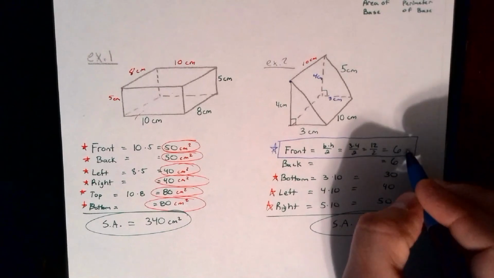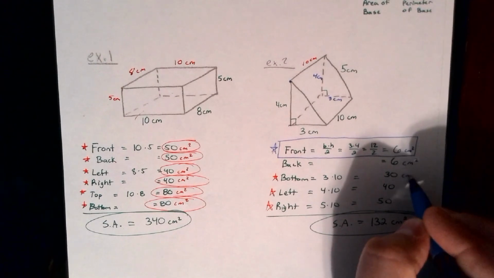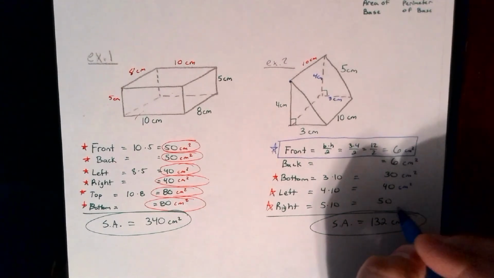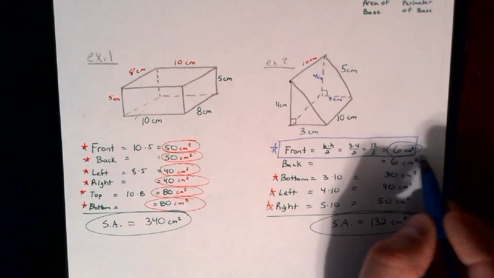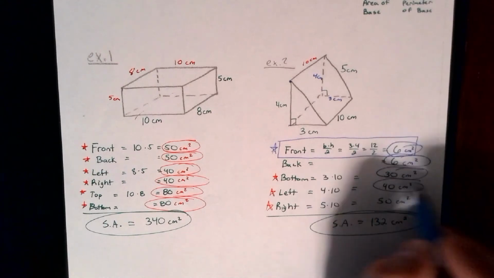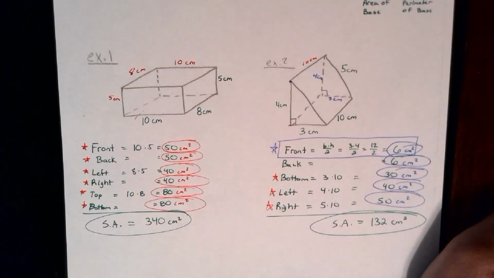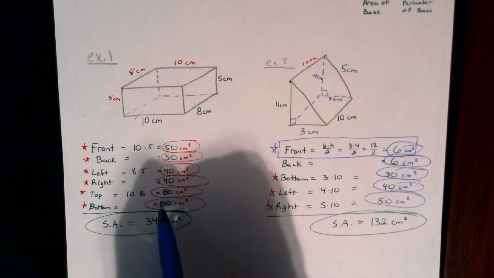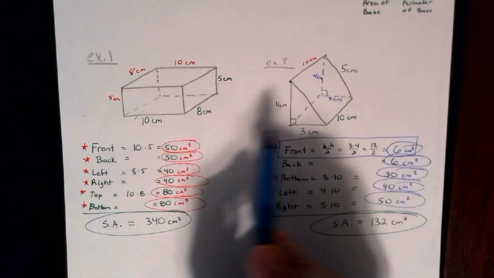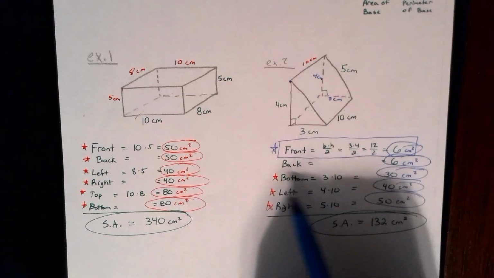So I just add up my 6 square centimeters to my other 6 square centimeters to my 30 square centimeters, 40 square centimeters, and 50 square centimeters. And if I add up 6, 6, 30, 40, and 50, I get the surface area is equal to 132 centimeters squared. Okay? So you have surface area of a rectangular prism, adding up the area of the 6 faces. And then for a triangular prism, you have 5 faces, so you would find the area of all 5 faces and add those 5 areas up.